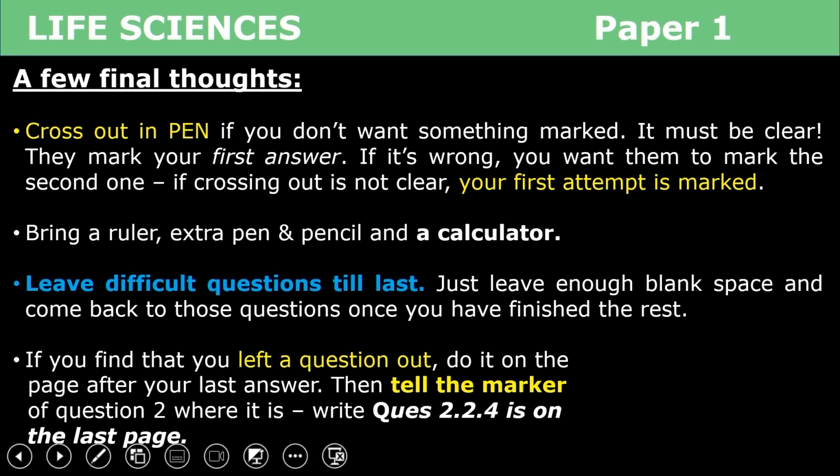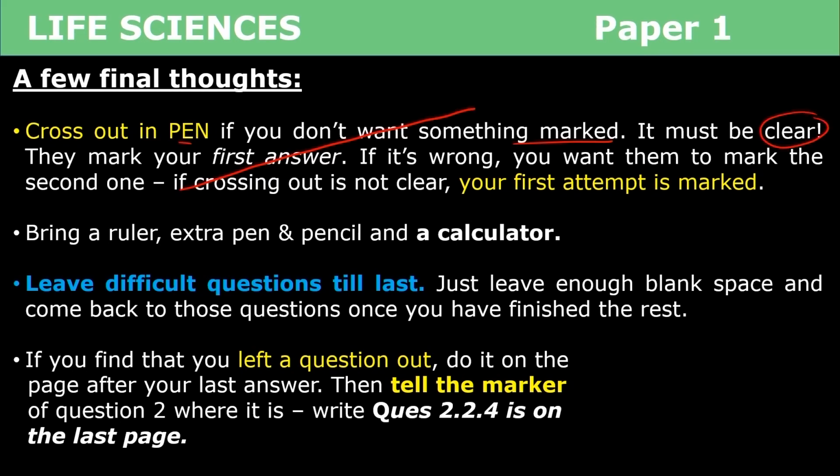All right, cross out in a pen if you don't want something to be marked. If you've made a mistake, please make sure that you cross out with the pen, and it must be clear that you've cancelled this one. You don't want the markers to mark it. If it's wrong, you want them to mark the second one. If crossing out is not clear, then your first attempt, which is incorrect, is going to be marked.